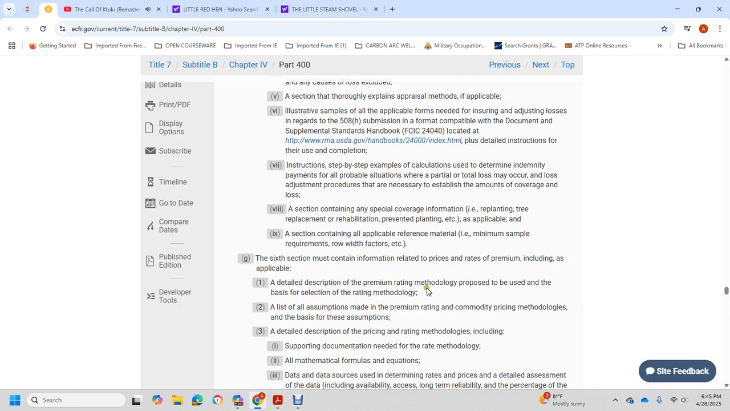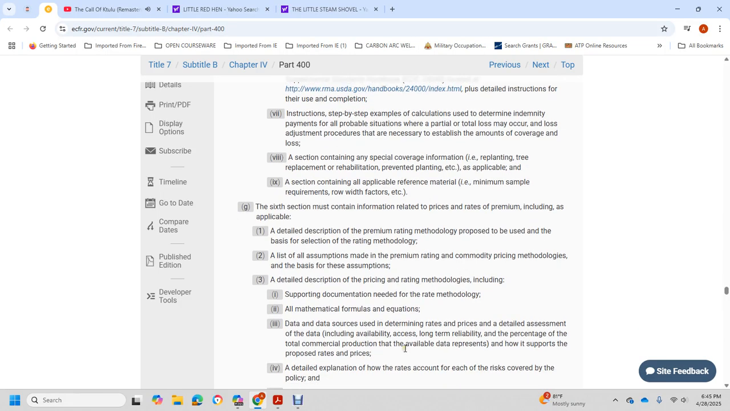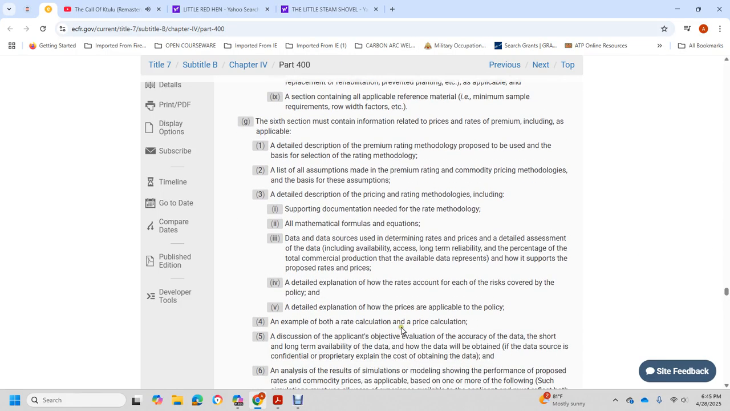This is the assumption made with the premium rating for the commodity, with the pricing methodology and the basis for these assumptions, with a detailed description of the price of the rating methodology, including supporting documentation needed with the rate methodology: mathematical formula, equation, data source for determining the rate. The price detail of the assessment with the data includes available acceptable long-term reliability, a percentage of the total commercial production, and available data representative of the support for the proposed rate and price.